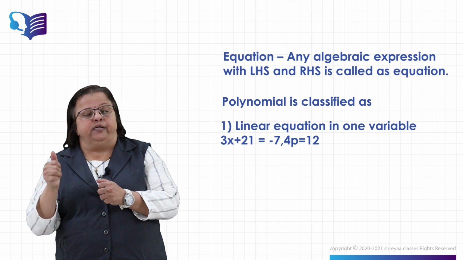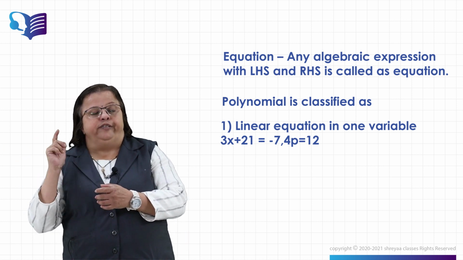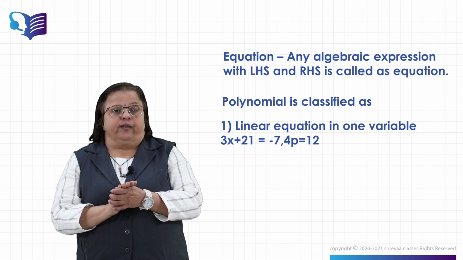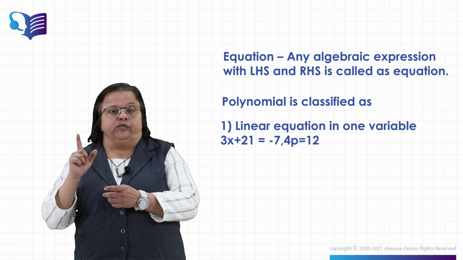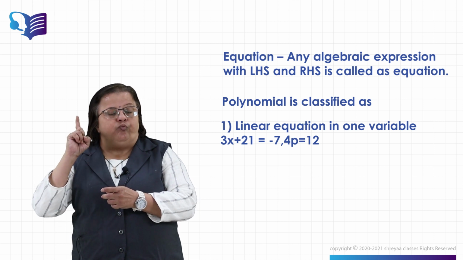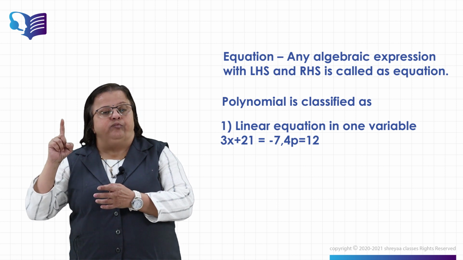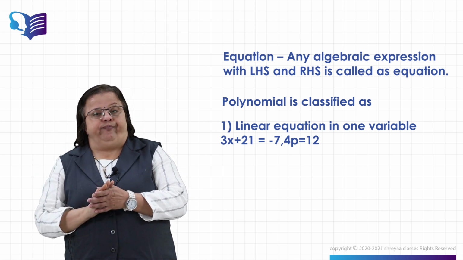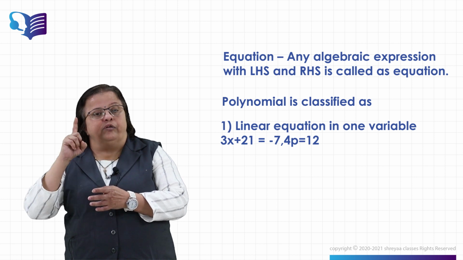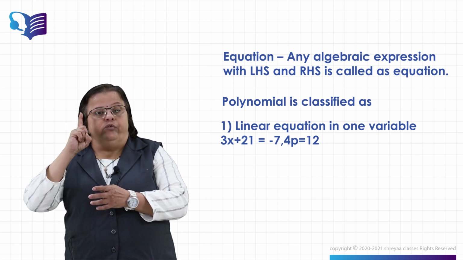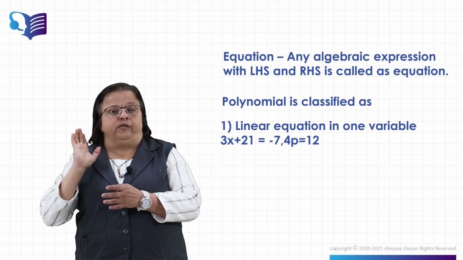One is linear equation in one variable. You have studied this in 7th standard. There is only one variable. What is meant by linear? The power of the variable is 1. 3x plus 21 is equal to minus 7. Here x is the variable and the power of the variable is 1. And only one variable is there, therefore it is a linear equation in one variable.